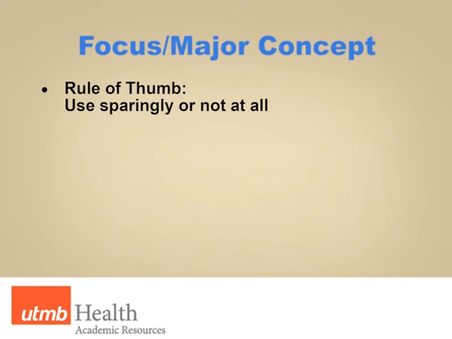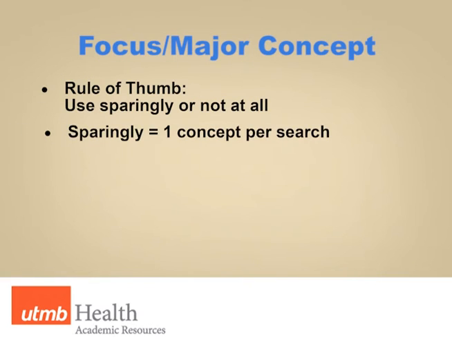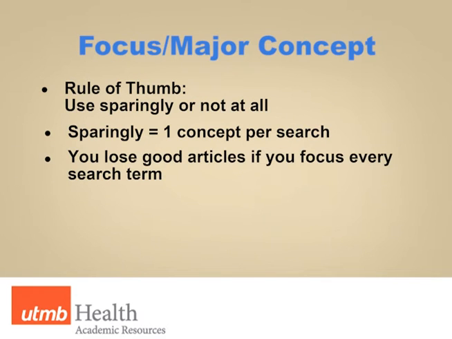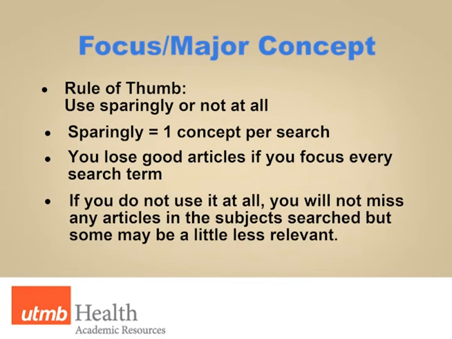The rule of thumb for focus or major concept is to use it sparingly or not at all. Sparingly is defined as one concept per search. You lose good articles if you focus every search term. If you do not use the feature at all, you will not miss any articles in the subject searched, but some of the articles retrieved may be a little less relevant.